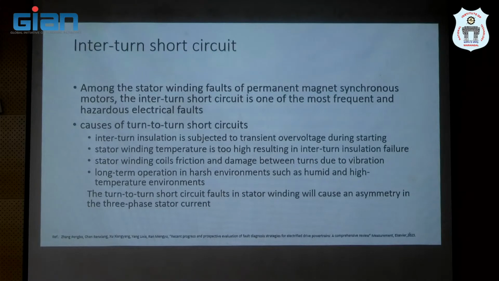Stator winding coil friction damage due to vibrations, and harsh environments, humid and high temperature environments while the machines are operating, can also cause this. Also, turn to turn short circuit faults in the stator winding cause asymmetry in the three phase stator current.